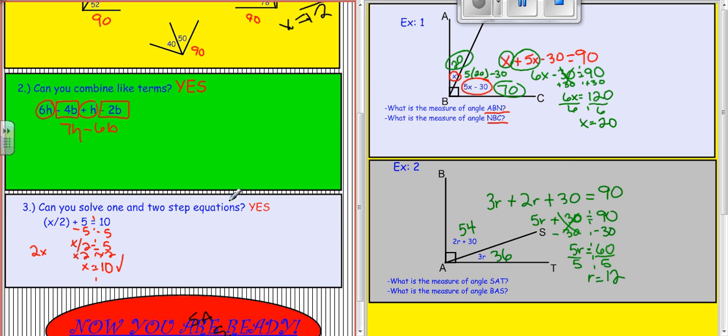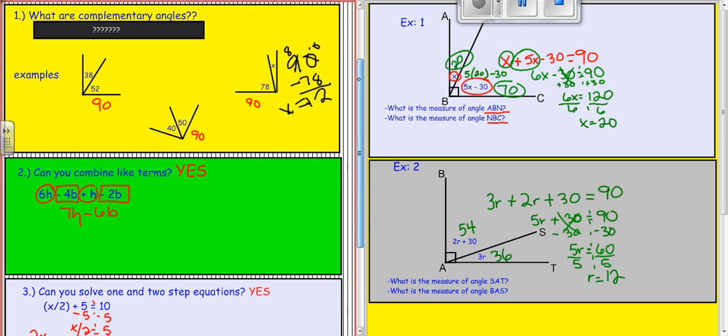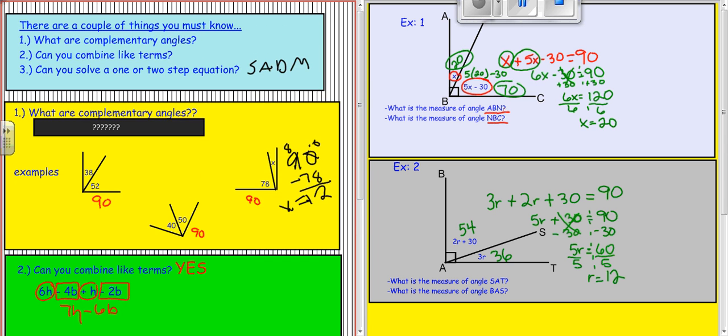Can you solve a one-step equation? Yeah, we just talked about it earlier. So remember, add, subtract first. X over 2 plus 5 equals 10. Opposite of plus 5 is minus 5. Minus 5 gives me 10. These two cancel out right here. 10 minus 5 is 5. X over 2, opposite of divide by 2 is multiply by 2. 5 times 2 is 10. And that is my solution to that one. And if we want to, we can plug it back in.